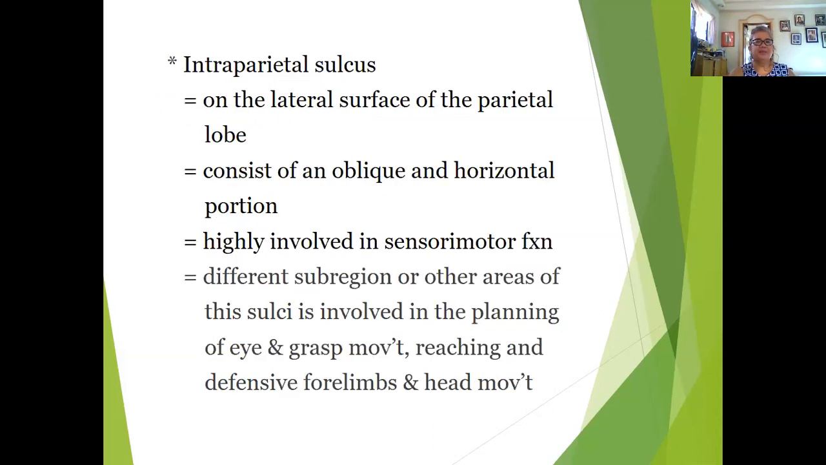You have an intraparietal sulcus, which is on the lateral surface of the parietal lobe and consists of an oblique and horizontal portion. This is highly involved in sensory motor function, and different subregions of this sulcus are involved in the planning of the eye and grasp movement, reaching and defensive forelimbs, and head movement.